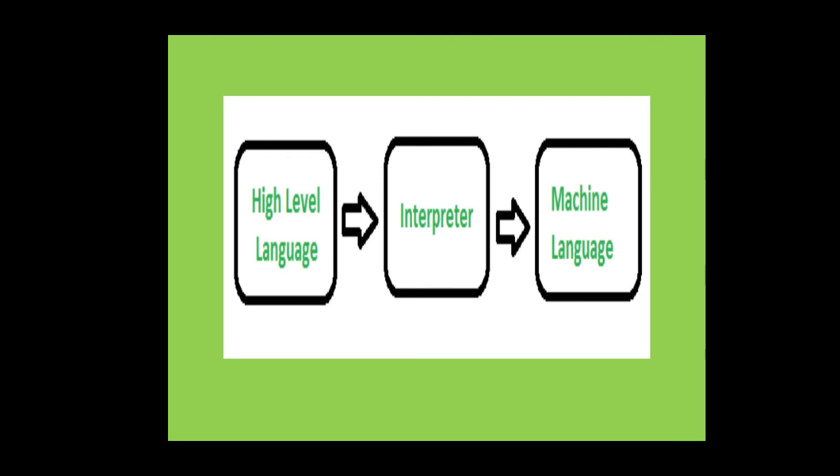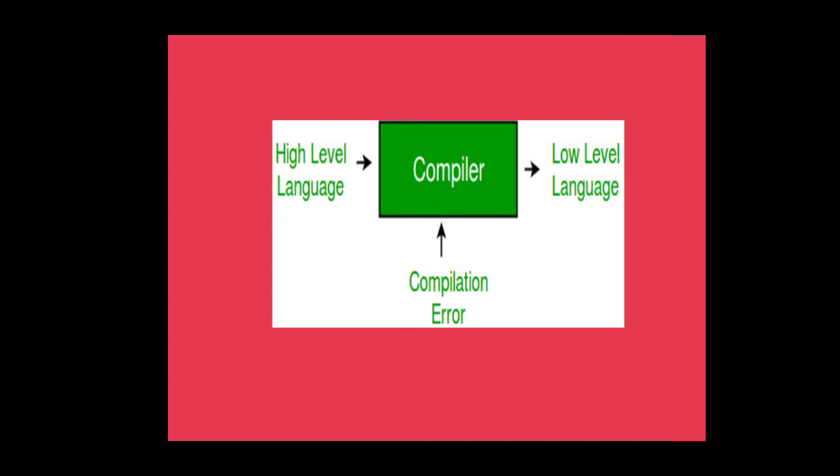And now comes the next heading, that is called compiler. So how will this compiler change the high level language into the machine language? This compiler will do its process quickly. It converts the whole program at the same time from the high level language into the machine language.